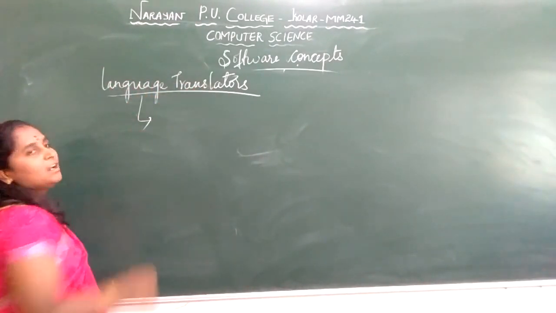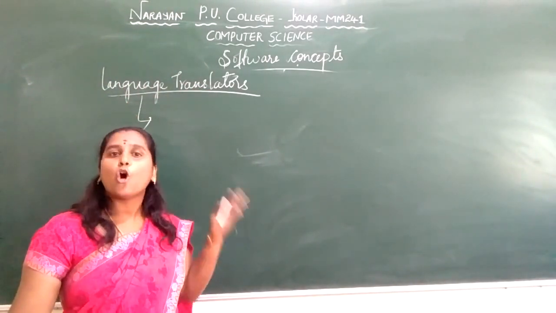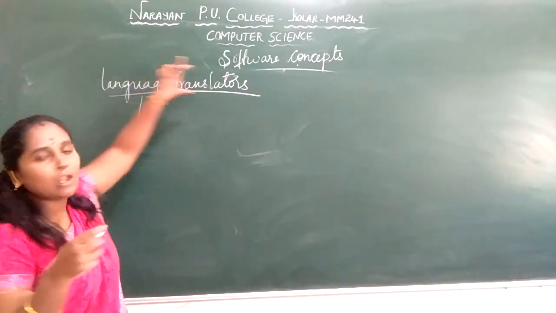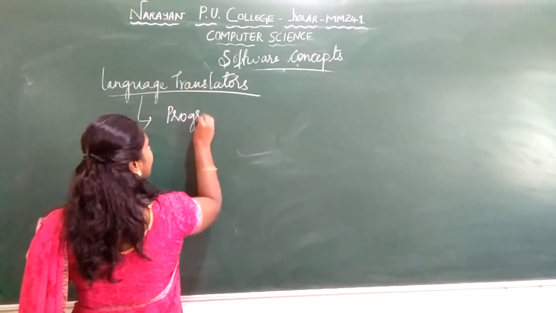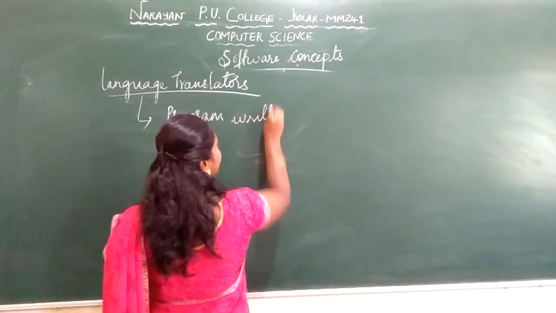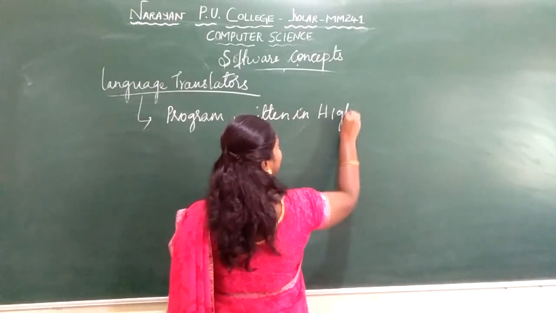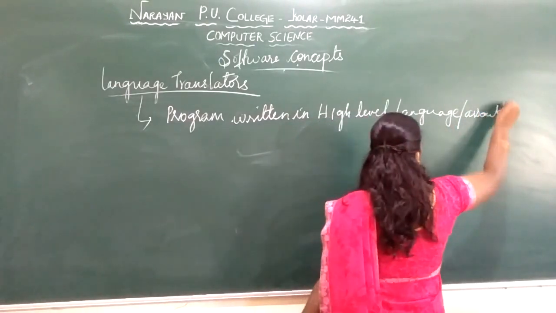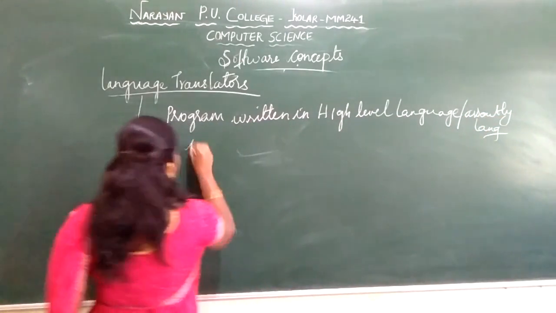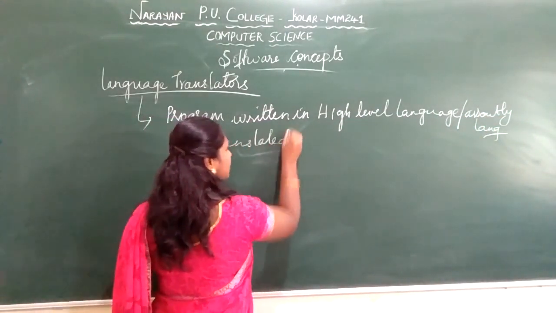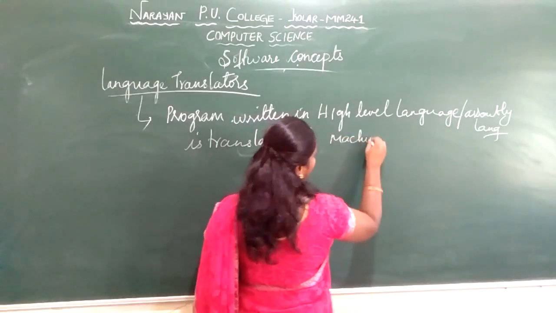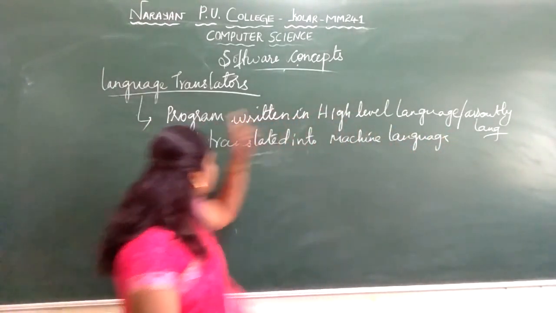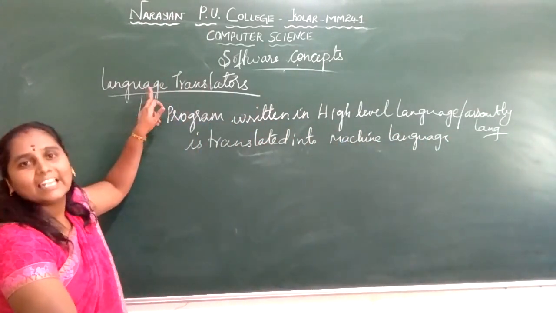A language translator is a program that translates a program written in high level language or assembly language into machine language. For that you are using a translator. Such a translator we call a language translator. So a program written in high level language or assembly language is translated into machine language. Such a thing we call a language translator.